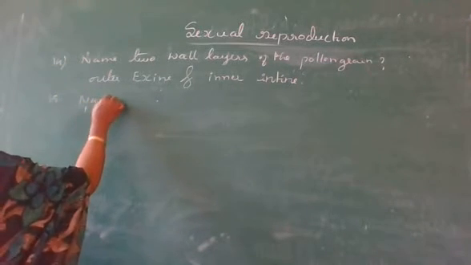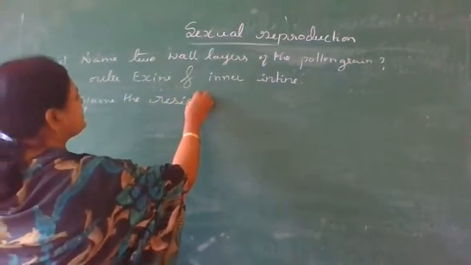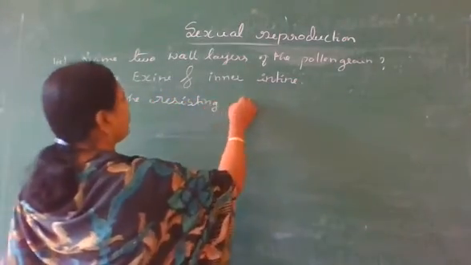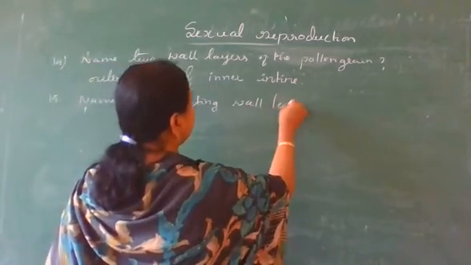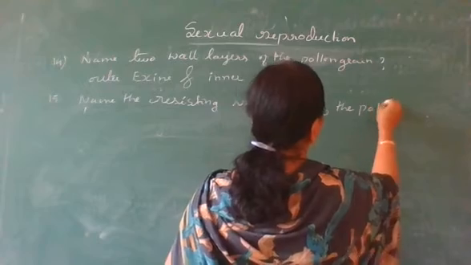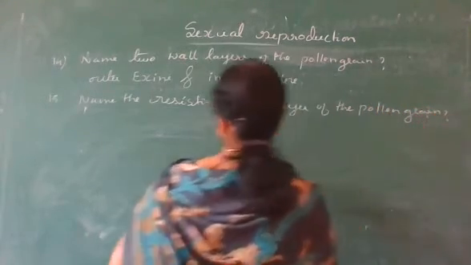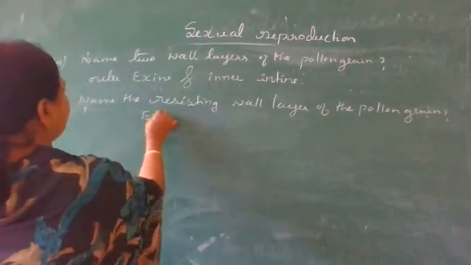Which wall layer of a pollen grain resists the different factors? Name the resisting wall layer of the pollen grain. Which is the resisting wall layer? That is exine.